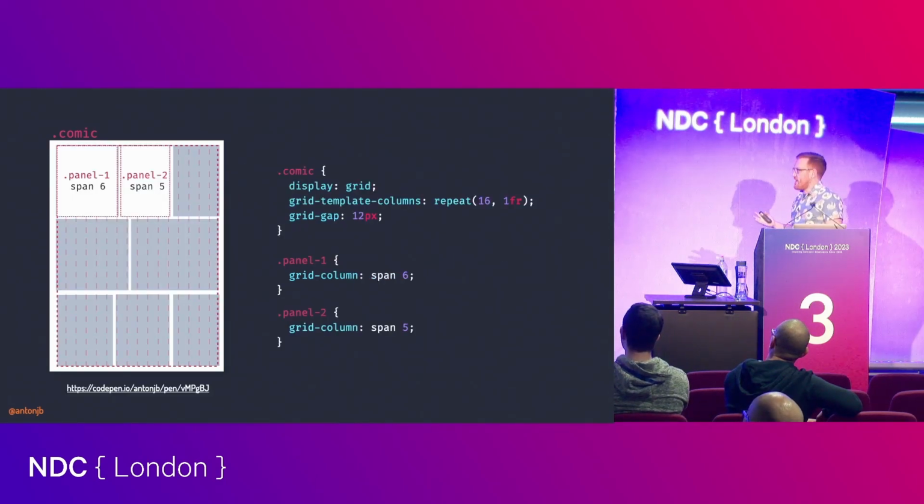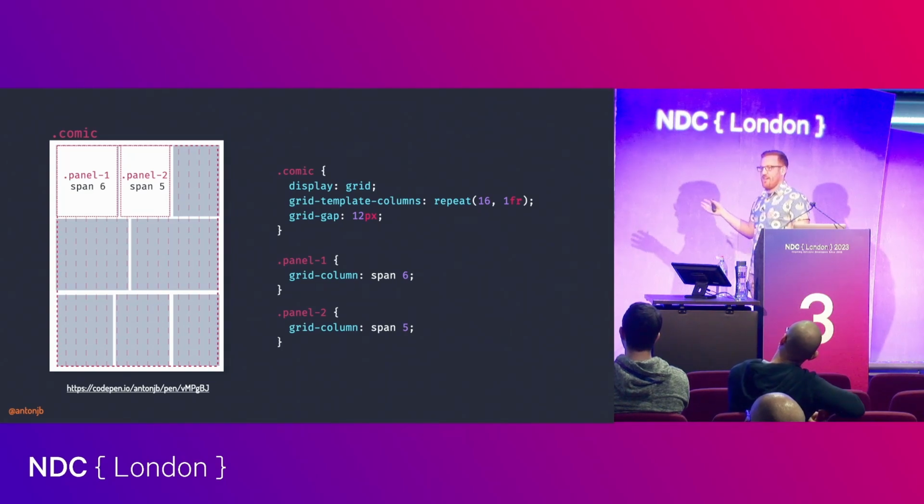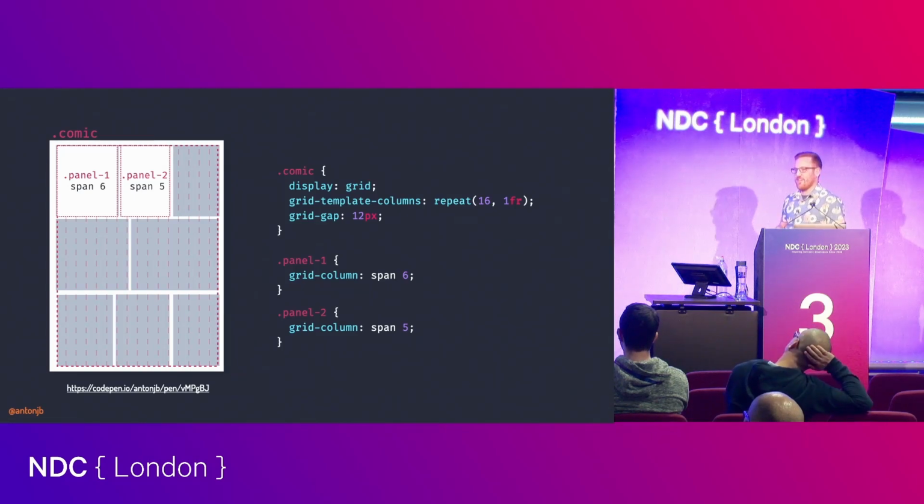Each panel can then be put into the comic. So we have panel 1, grid columns spanning 6 across. Panel 2, grid columns spanning 5. Grid knows that panel 1 is already there, so we don't have to be overly specific. We can just say, in you go. And then what have we got left? 5. So if we put panel 3 in there, it will sit into that space, and around we go.